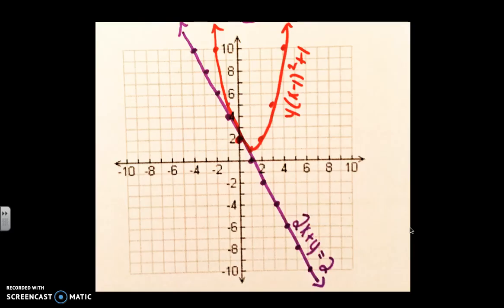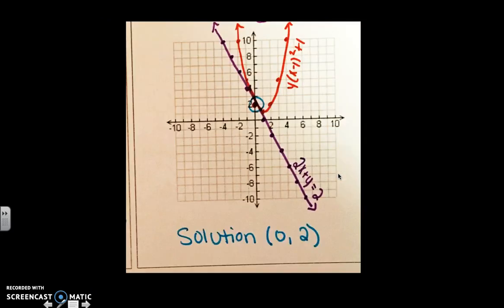Okay, so at -2, 10, there's a point, -1, 5, 0, 2, 1, 1, 2, 2, 3, 5, and 4, 10. Again, feel free to pause the video if you need to do that. Notice here we have a tangent line. It's only hitting the parabola once. It's very difficult to see that because of the thickness of the pens or markers that you're using, but it does only hit that one time. And so we have a solution at 0, 2, and that's the only spot for that solution.